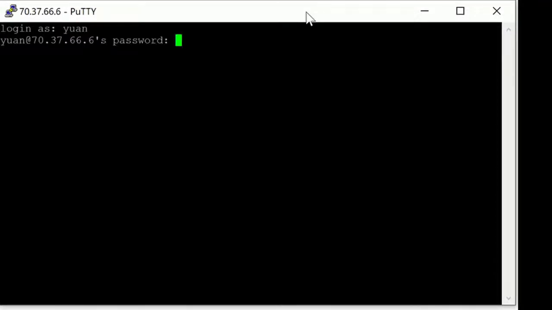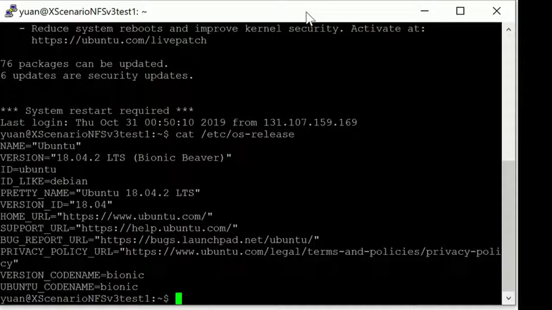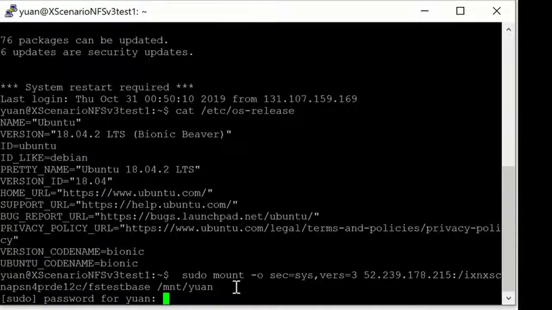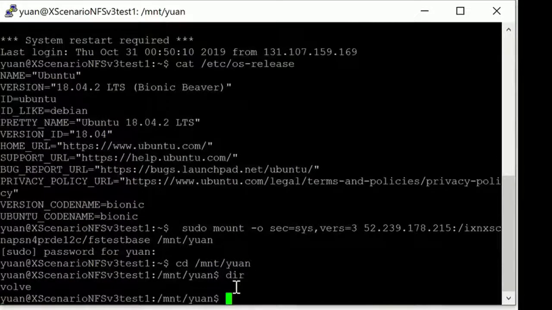The next thing we're doing is we're remoting into a Linux box. It happens to be a Ubuntu 1804. And then we're running that mount command I showed previously. In this case, we're using the IP address of the storage account, and then we're using the FS test base container name, or storage account name, sorry. And then we're going into there, and we're seeing that we do have a directory that we already made called vol.re.